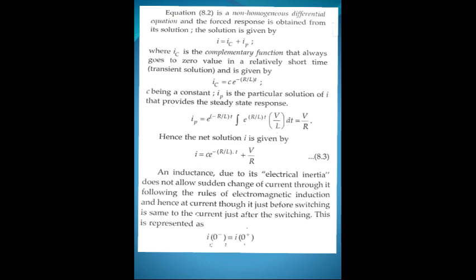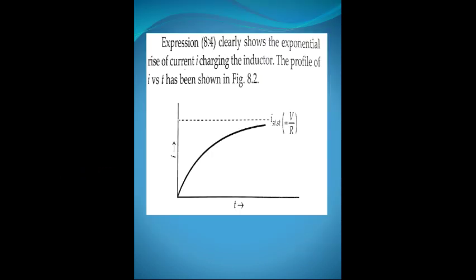change in current. So applying the initial condition, we can obtain the value of C, that is I is equal to 0, C e to the power 0 plus V upon R. So C is equal to minus V upon R. Now in the next equation we put the value of C. So a graph is drawn between I and t that is an exponentially rising curve.